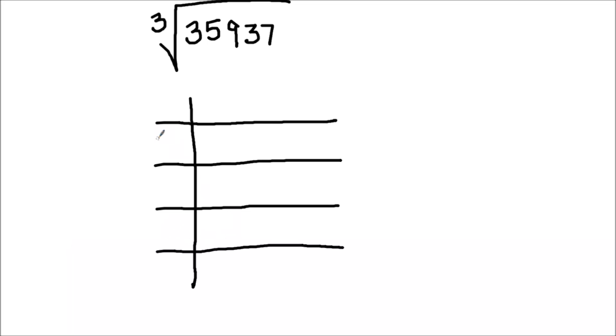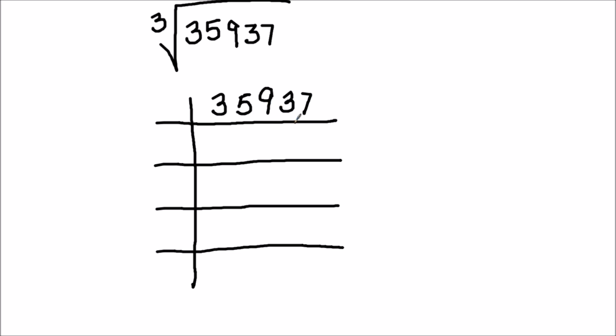Hello students, in this video we are going to learn how to find the cube root of 35,937 using the prime factorization method. So let's start by dividing this number by prime numbers to find the prime factors of this number.